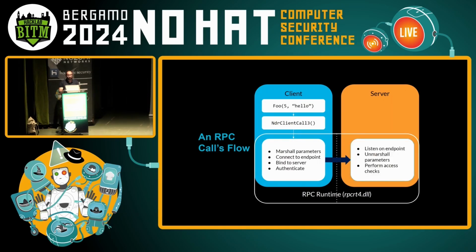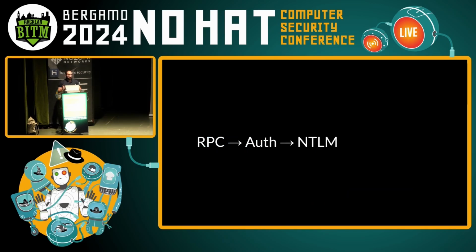On the server side, the RPC runtime listens, of course, on all endpoints, and unmarshals any parameters that it receives to make them, again, a binary representation that the server logic can handle, performs any necessary access checks, authentication, etc., and eventually passes control back to the server logic. Once the server logic finishes and the function returns, the RPC runtime does the whole process backwards to get the data back to the client. So that's it for the RPC overview. Let's dive into authentication.